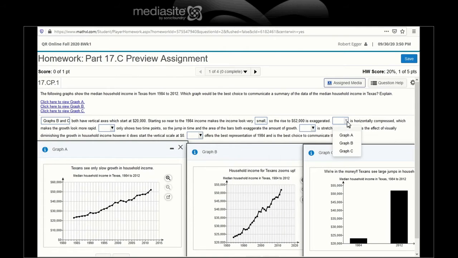Let's see. Graph B is horizontally compressed, which makes the growth look more rapid. We would have had it more spread out. It would have been more of a gradual rise. Graph C only shows 2 time points. So the jump in time and the area of the bars both exaggerate the amount of growth, again because we're missing all this information down here.